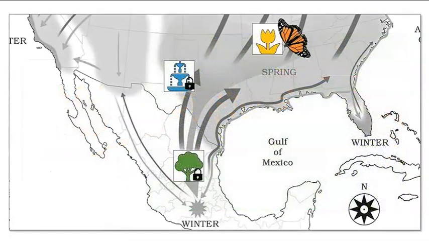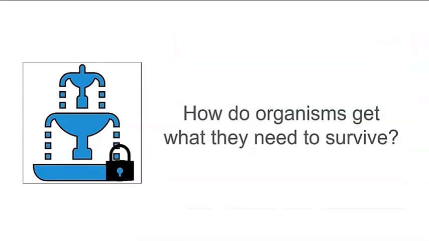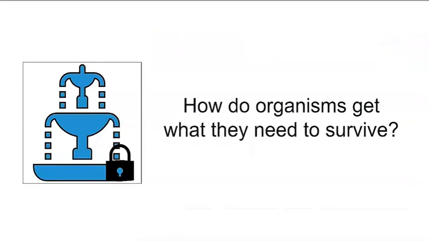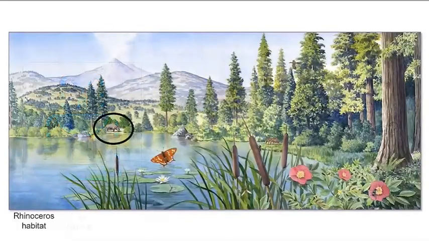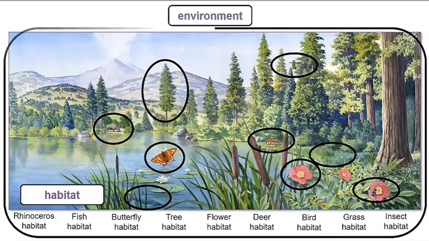Now that we've unlocked the first pit stop, it's time to move on to pit stop number 2. The second pit stop is a stop for water. We can unlock this pit stop by answering the question, how do organisms get what they need to survive? What do we know that can help us answer this question? Well, we found out that organisms live in habitats. Do you remember what a habitat is? A habitat is part of an environment. In fact, an environment is made up of many different habitats.